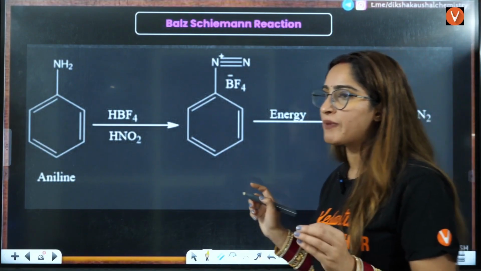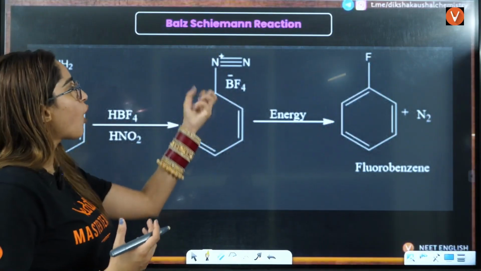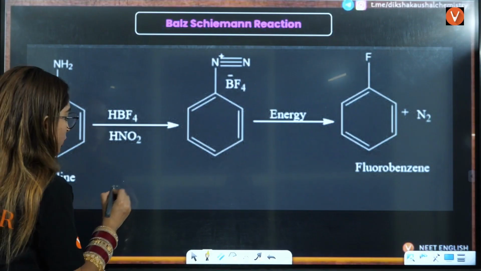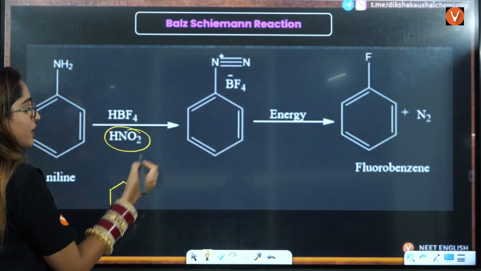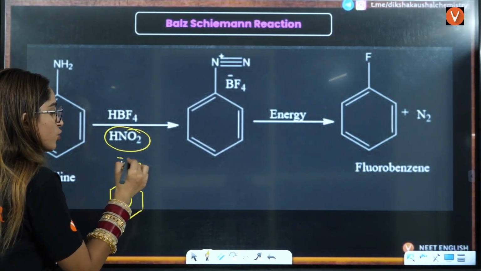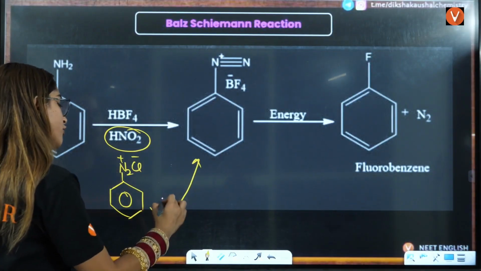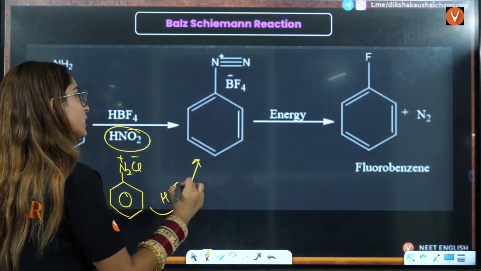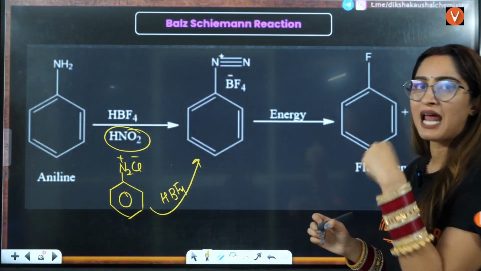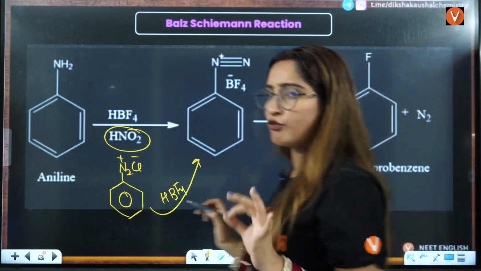Next is the Balz-Schiemann reaction. So now diazonium chloride is a very important compound, right? From diazonium chloride only, I'll just directly write diazonium chloride here, because HNO2 means this is converted to diazonium chloride, right? So when you have diazonium chloride, directly you add HBF4 here. Then BF4 negative will be attached here as an ionic compound. After that, heating it, you will get the formation of fluorobenzene.